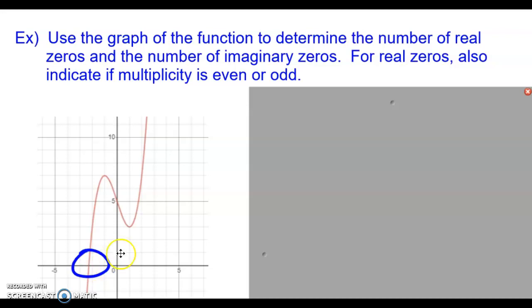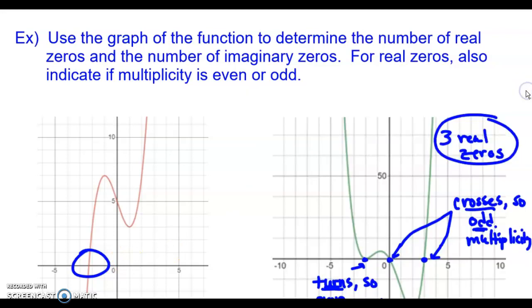And then what about imaginary zeros? Are there imaginary zeros? How would I know? Well, this particular graph has two turning points, so it means it's probably a degree 3 at least. I'm going to assume the lowest. So degree 3 polynomial, if I only have one real zero, that leaves two zeros that are going to be imaginary. All right, let's look at the second example.